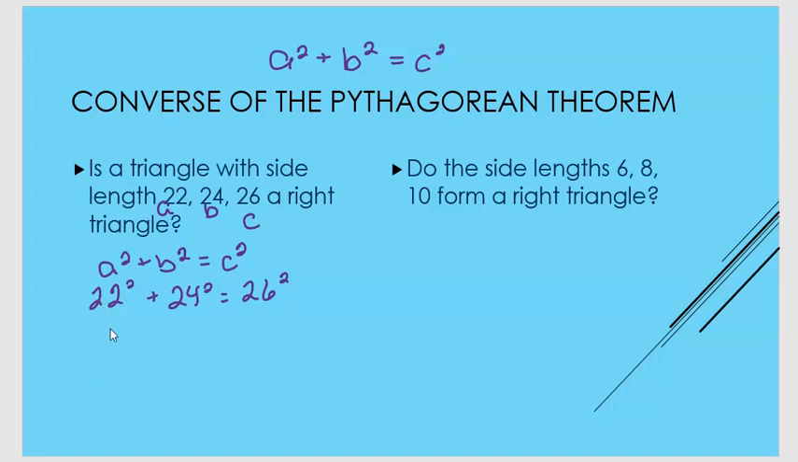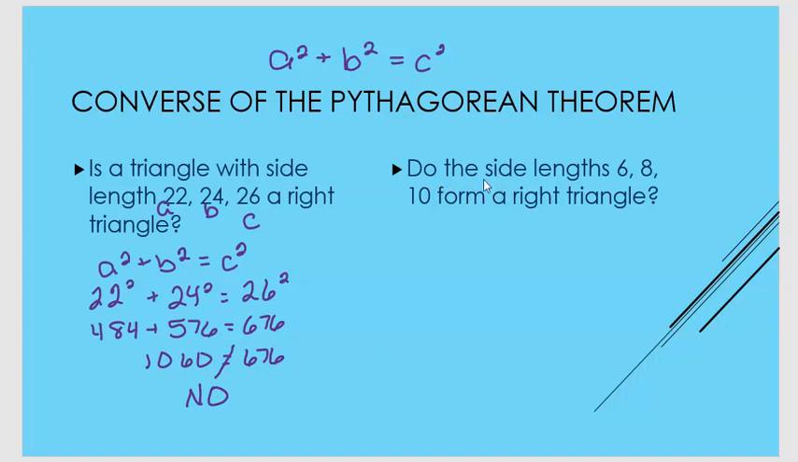So I'm going to take the square of 22, which is 484, and I'm going to add that to the square of 24, which is 576. Now, when I add those two, I end up with a sum of 1060. Okay? And then the question is my 26. What is 26 squared? So I do 26 times 26, and that is 676. So again, if I bring that on down, 1060 does not equal 676. So the answer here is no.